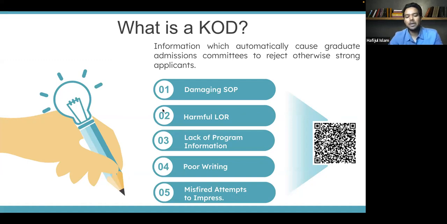The thing here, the 5 categories, I do not know why the researchers categorized them in these 5, because I see the poor writing, misfired attempts to impress, and lack of program information actually go into the SOP as well. These signs can be seen in the SOP. Probably they have other reasons to categorize this, but I see that inside the SOP you can write something which can be very damaging. You can show that you do not have any information about the program. You show poor writing, and you write something that they do not want to hear about. So this you should not do.